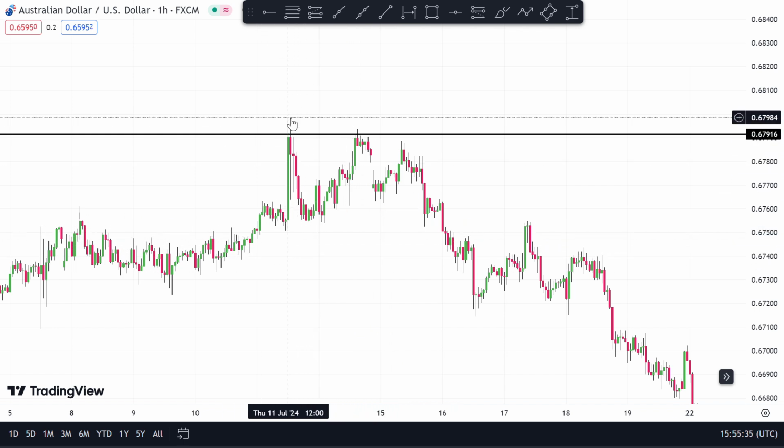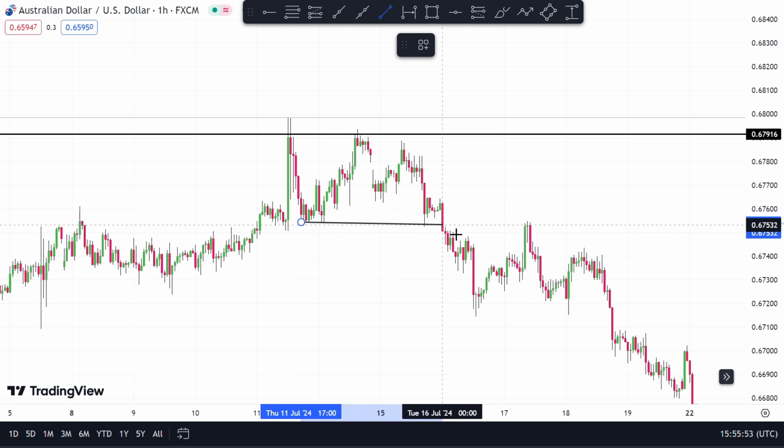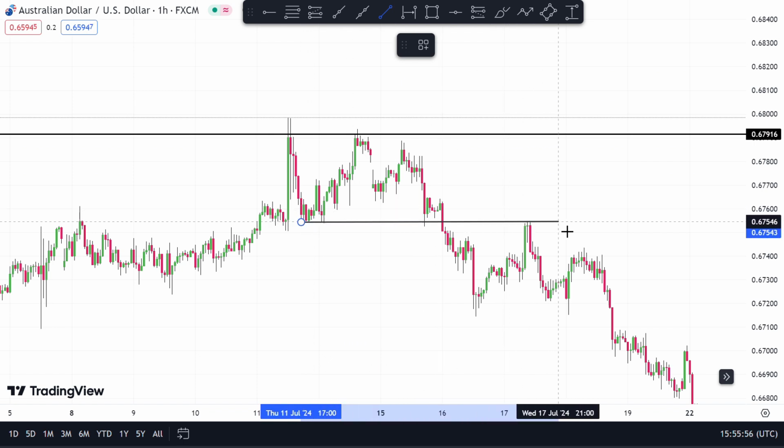As you can see, this was our last high, and this was the last low. Why? Because this didn't break past this high at this point. So this is our last low. Let's mark it out. This is our last low at this point.